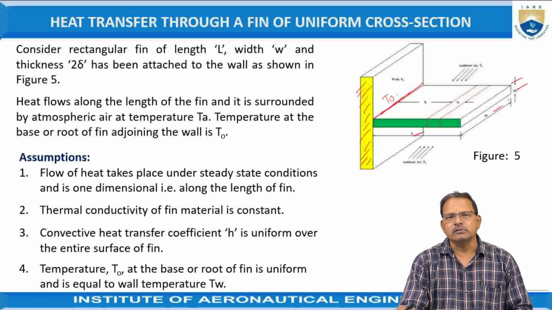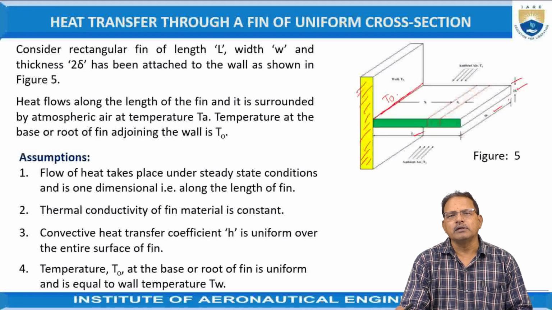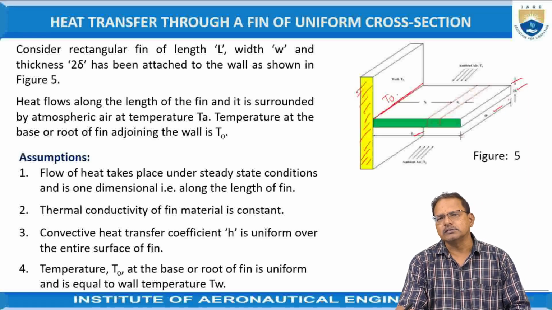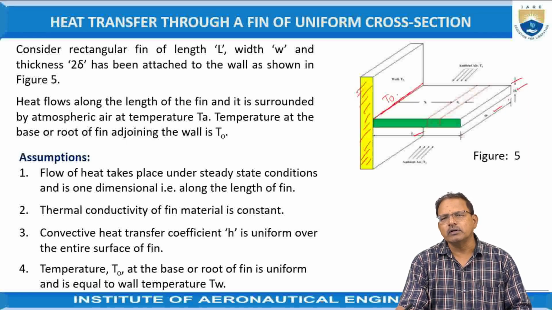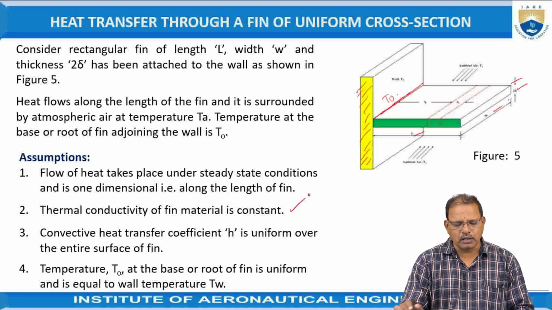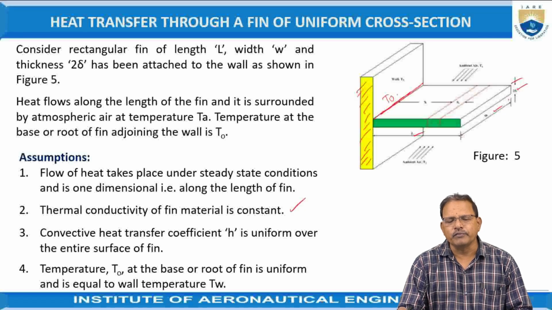In order to determine the energy flow equations, the assumptions are: the flow of heat takes place under steady state conditions, that is, Q remains constant, the amount of heat energy transferred per unit time remains constant. It is a one-dimensional flow, along the length of the fin, that is the x direction, because although energy can flow in any direction, here it is flowing in only one direction along its length. The thermal conductivity of the material remains constant. The convective heat transfer coefficient h is uniform over the entire surface of the fin.